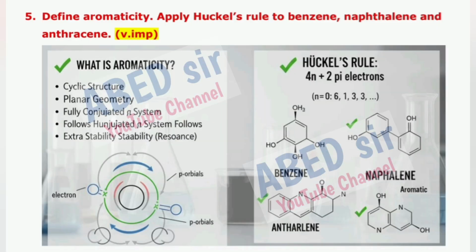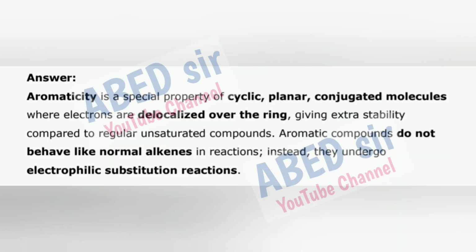Define aromaticity. Apply Huckel's rule to benzene, naphthalene and anthracene. Answer: Aromaticity is a special property of cyclic, planar, conjugated molecules where electrons are delocalized over the ring, giving extra stability compared to regular unsaturated compounds. Aromatic compounds do not behave like normal alkenes in reactions; instead, they undergo electrophilic substitution reactions.